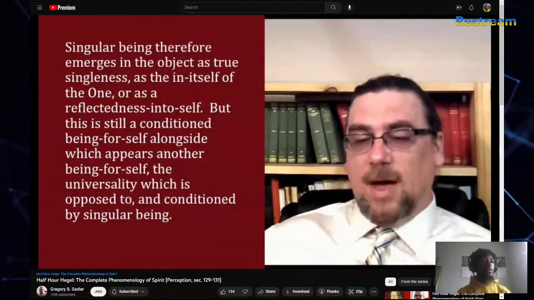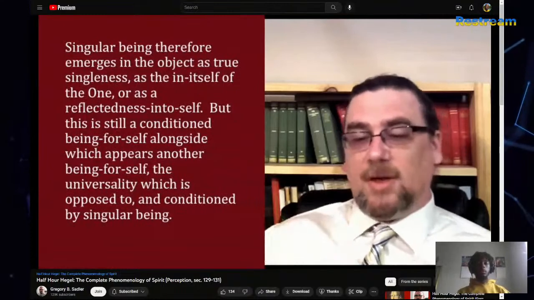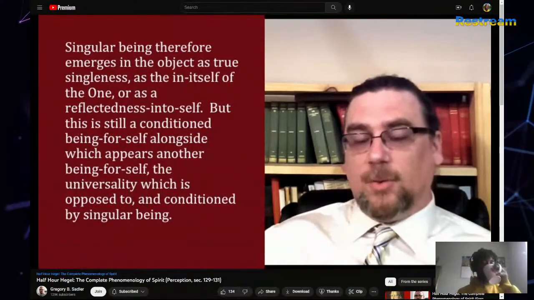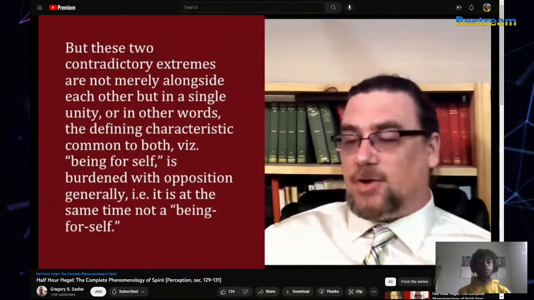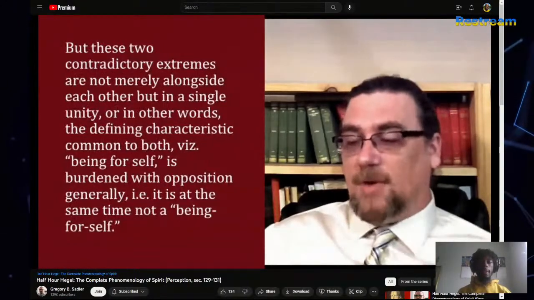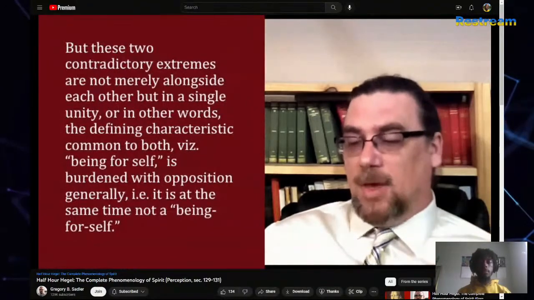Singular being therefore emerges in the object as true singleness, as the in itself out of the one, or as a reflectedness into self. But this is still a conditioned being for self, alongside which appears another being for self, the universality which is opposed to and conditioned by singular being. But these two contradictory extremes are not merely alongside each other, but in a single unity, or in other words, the defining characteristic common to both, that is being for self, is burdened with opposition generally. That is, it is at the same time not a being for self.